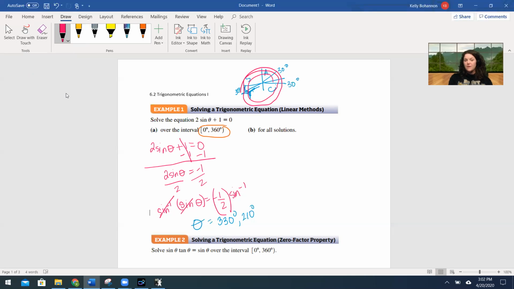Well, that means what you're doing is you found your theta, which was 210. I'm going to put the smaller one first. And then I'm going to take a trip around the unit circle, 360 degrees, as many times as I want, 360 times n. That's the number of times. That's one of my answers. And then I'm going to have 330 plus 360 n. That's the generalized answer for all solutions.